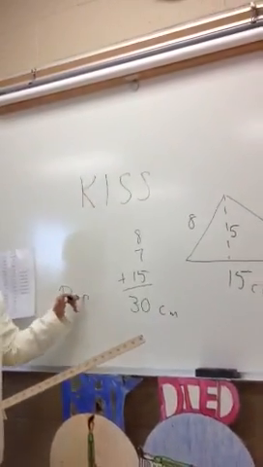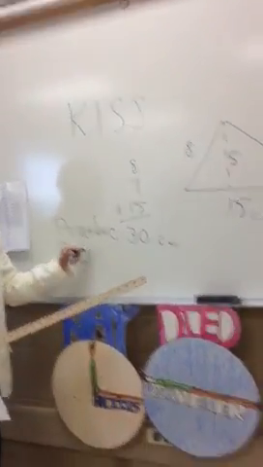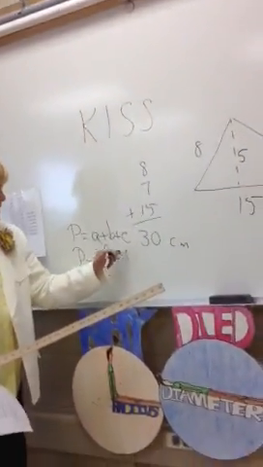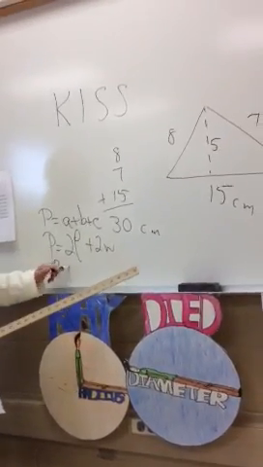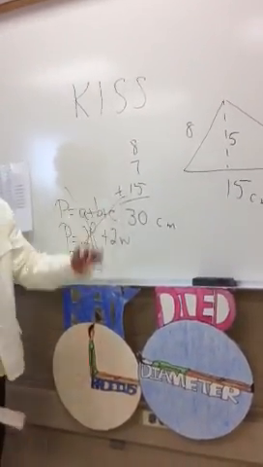So anyway, keep it simple, stupid. You've got all these formulas, like 2 times the length plus 2 times the width, and then perimeter equals 4S. Keep it simple. You don't need all these. Just add up all the sides.